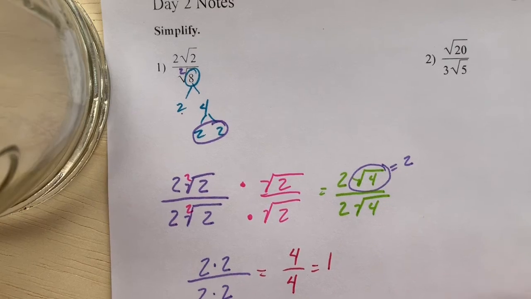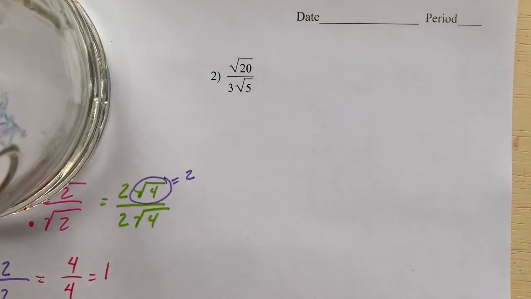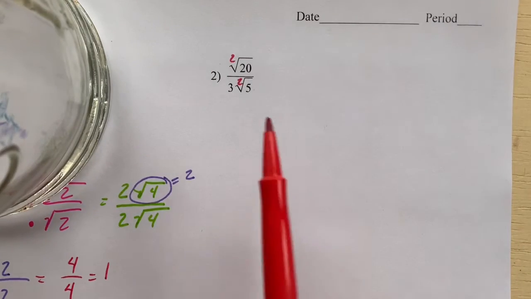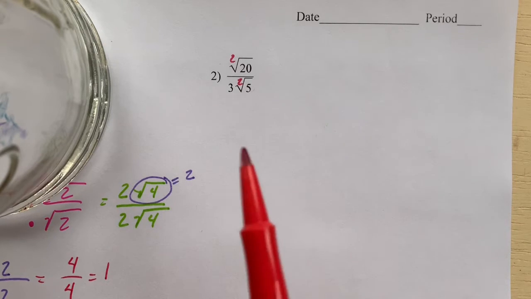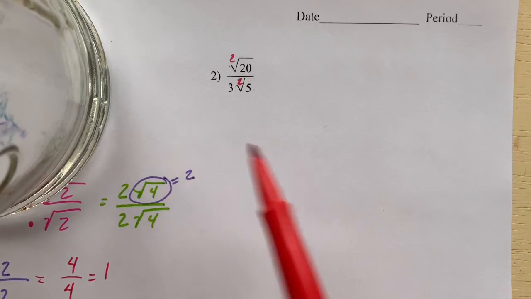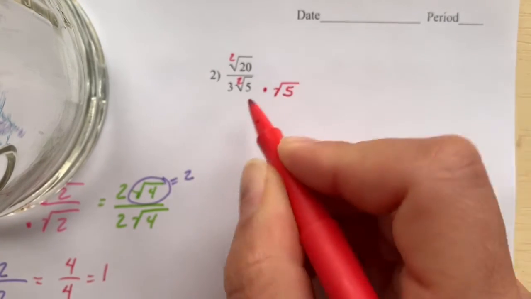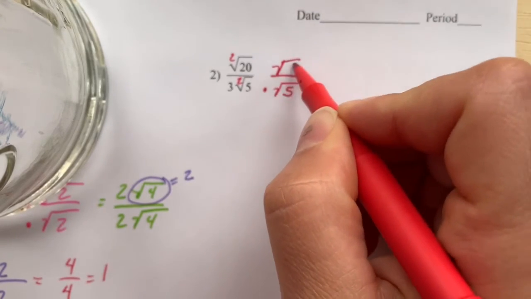Let's look at problem 2. Again, I have a radical in my denominator, so I need to get rid of it. I need it to go away. When we don't see a number for my square root, then that means that I need 2 of them. So I need 2 5's. I have 1 5, so I have to multiply it by the square root of 5. Now I will have 2 5's. What I do to the bottom, I have to do to the top.